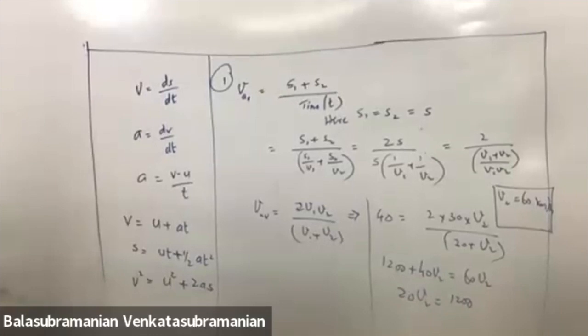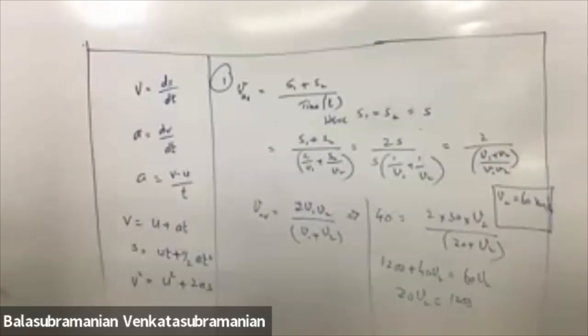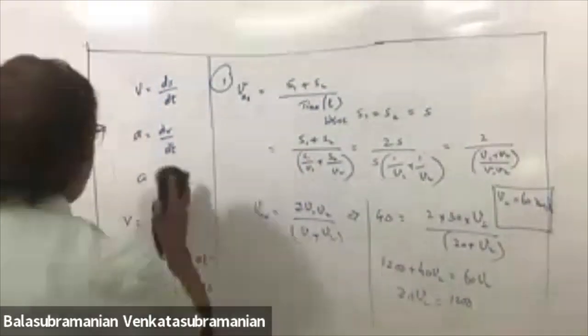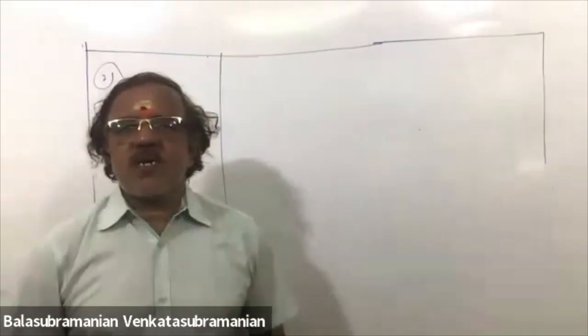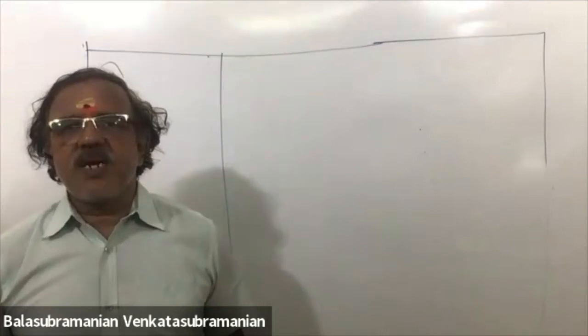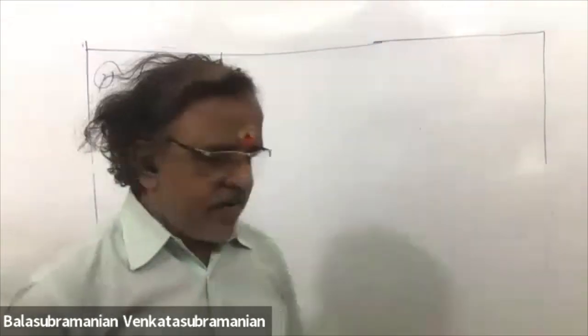A body travels the first half of the total distance with velocity V1 and the second half with the velocity V2. Calculate the average velocity. It is similar to the first problem. Second one, only average velocity you have to calculate. No data is given.